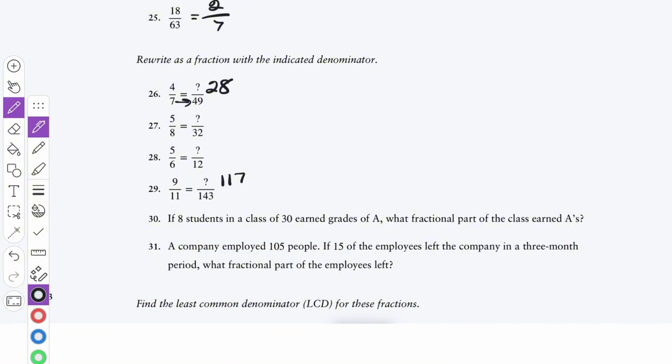Okay, so number 30. It says, if 8 students in a class of 30 earn grades of A, what fractional part of the class earn A's? So that would be 8 divided by 30. Okay.